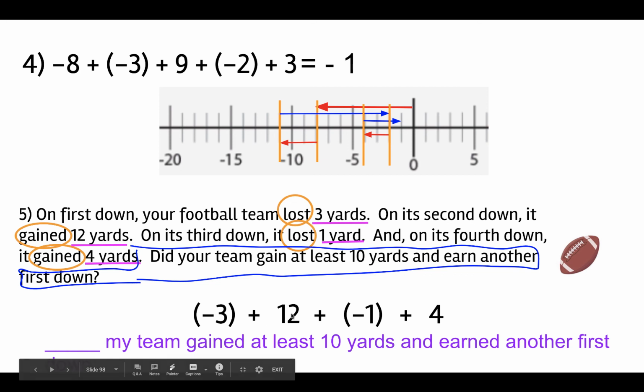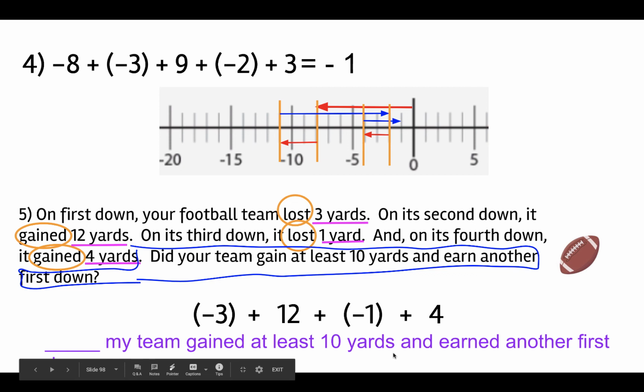Well, -3 plus 12. You're at -3. You're going to be adding 12, taking 12 steps to the right. Where would you be? 9, right? Now, you're going to add a -1 to that. So you're going to back it up 1 step from 9. You're at 8. And now you're adding 4 to that. That would bring you to 12.